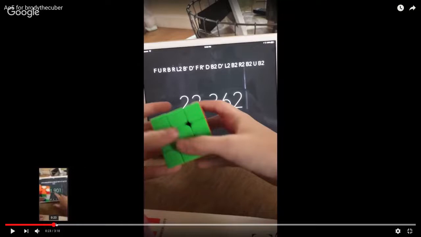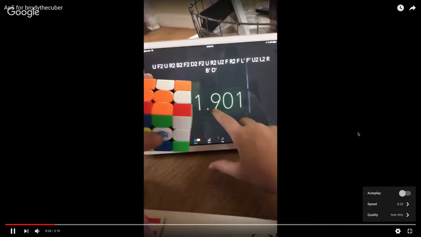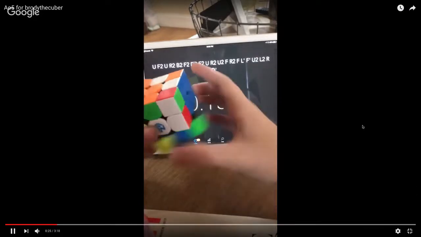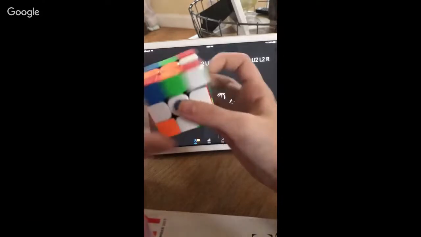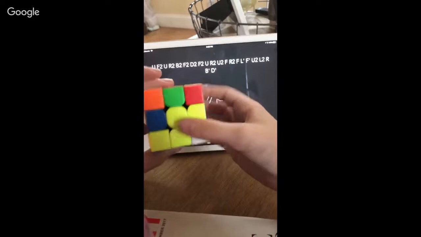Okay, so that was a 22. If we look at that, the first solve in there that was kind of cut off was just not part of the average. Okay, just making sure. So on this one, it looks like a pretty easy cross, nothing too difficult. Just 5 moves. That was really good.